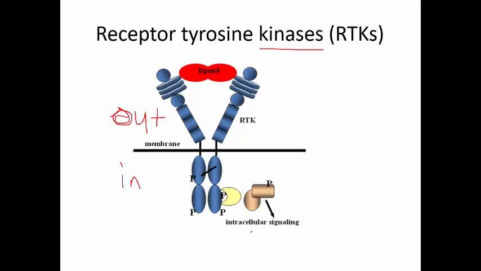RTKs do not usually use second messengers. They're generally going to instead keep activating proteins instead of creating a small molecule. Also, in the whole pathways for RTKs, we're just going to see tons of kinases. So a lot of things are going to be kinases.